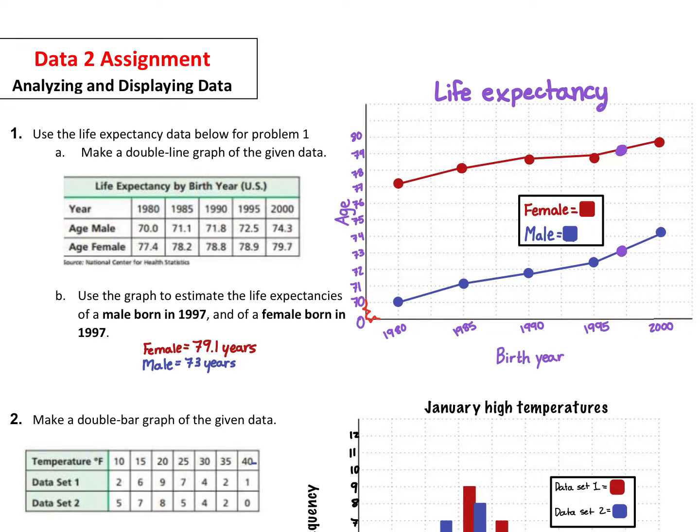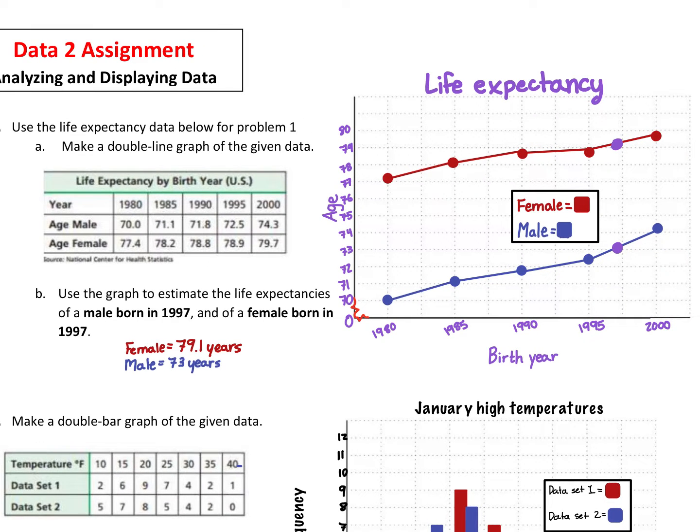Make sure your double line graph has a title. Life expectancy by birth year, you could call it. Your x-axis is labeled birth year. Your y-axis says age. The years are along the bottom, and the ages are along the side. I started with 70, and to be able to do that, I had to put a break in my graph. So make sure if you started with 70 that you did that break.